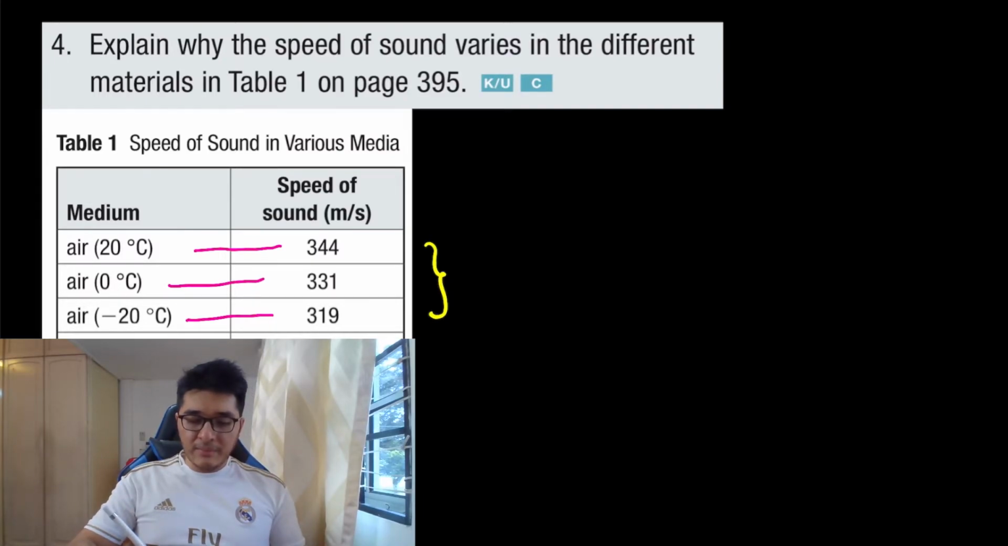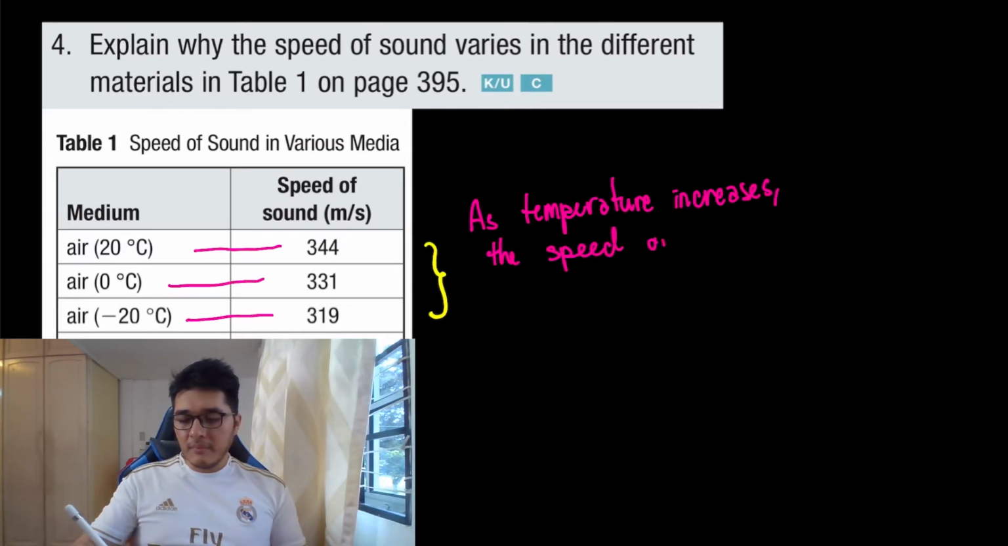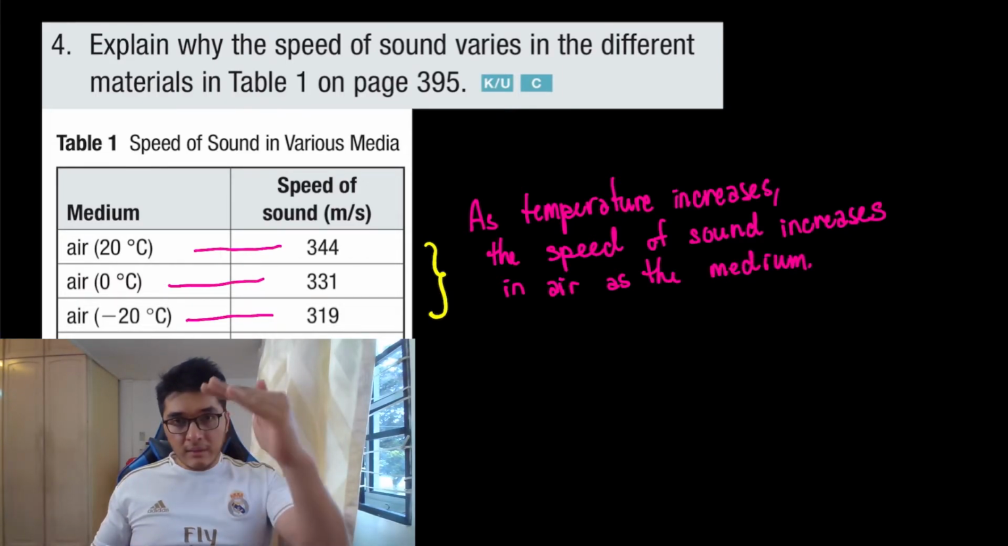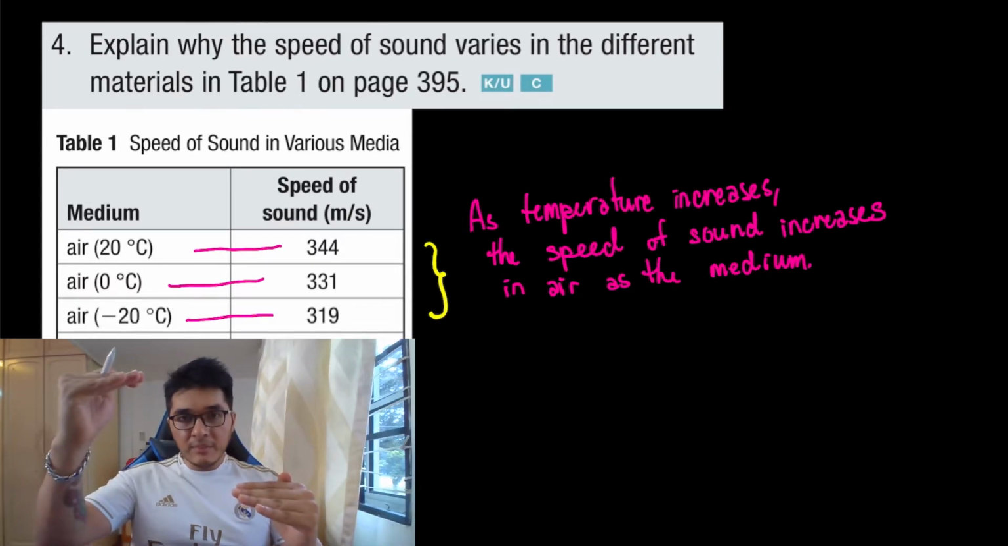So we could write this down. As the temperature increases, the speed of sound increases in air as the medium. And that would be vice versa. So if you decrease the temperature, then the speed of sound gets lower.